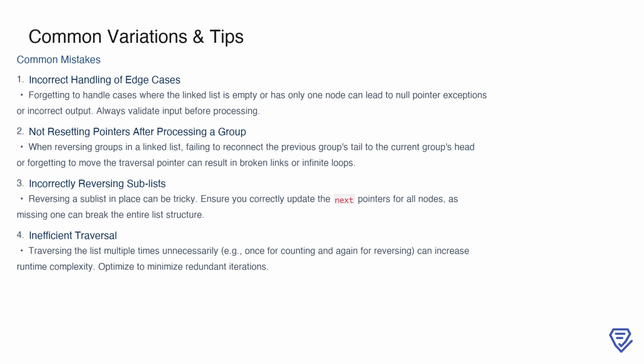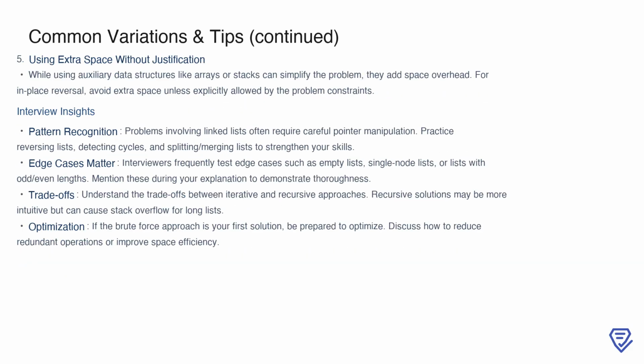Lastly, inefficient traversal is something to avoid. For example, if you're traversing the list multiple times, once to count nodes and then again to reverse, it can unnecessarily increase runtime complexity. Instead, aim to minimize redundant iterations by thoughtfully combining steps where possible. Using extra space without justification is another pitfall to be mindful of. While auxiliary data structures like arrays or stacks can simplify the logic, they introduce additional space overhead. If the problem specifies in-place reversal, avoid extra space unless explicitly allowed.